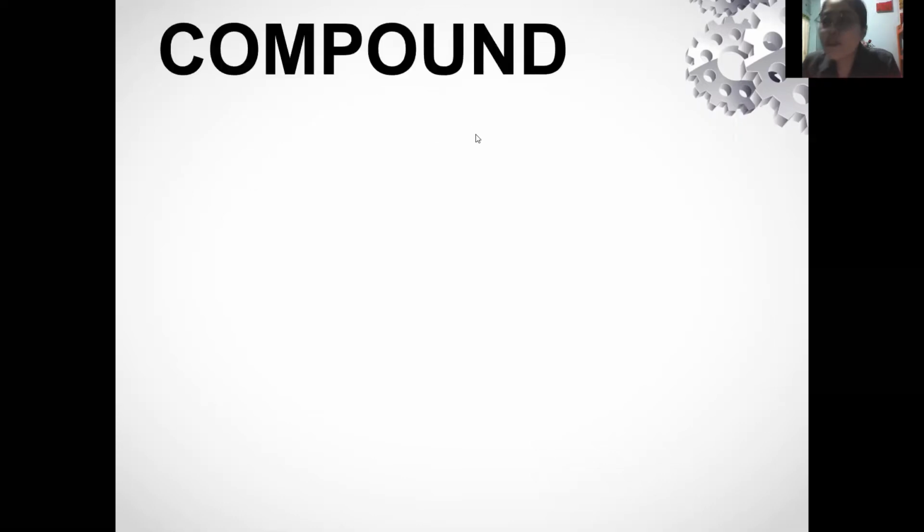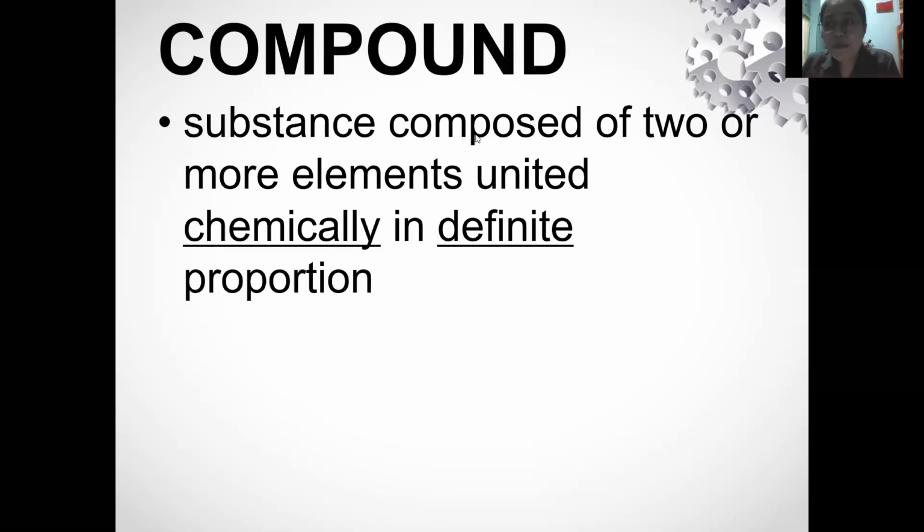Now, how about the compounds? So when you say compounds, they are substances combined together. Most likely, they are two or more elements combined together. Take note of the word chemically. So there is a chemical reaction there, and then they are combined together in definite proportion.